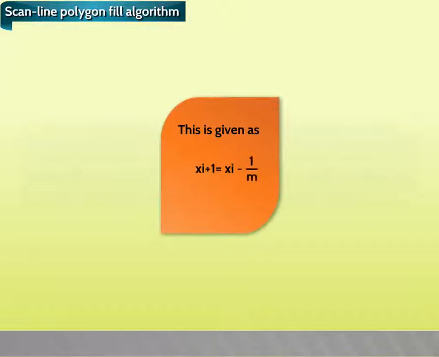This is given as x i plus 1 is equal to x i minus 1 by m, y i plus 1 is equal to y i minus 1.